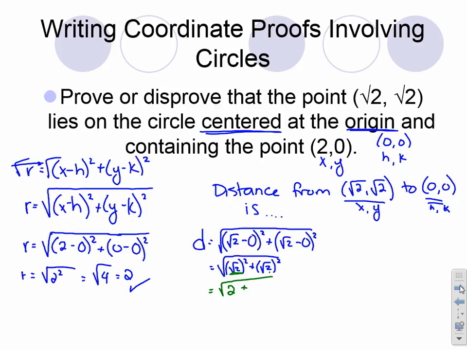And then I'll do this work over here. So this is radical 2 times radical 2, which is radical 4, which is 2.